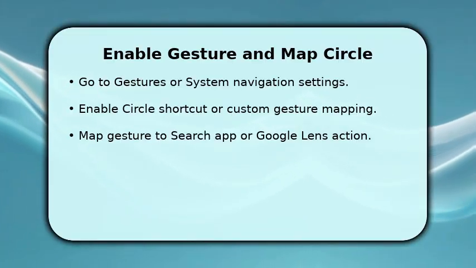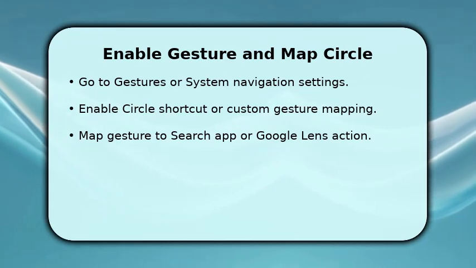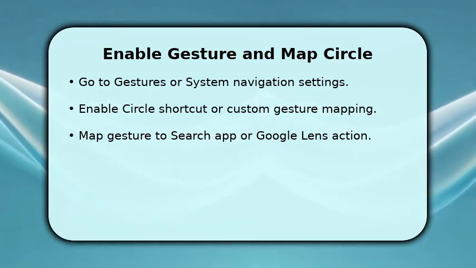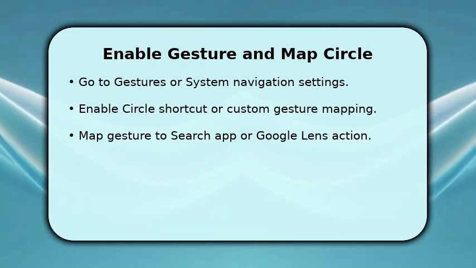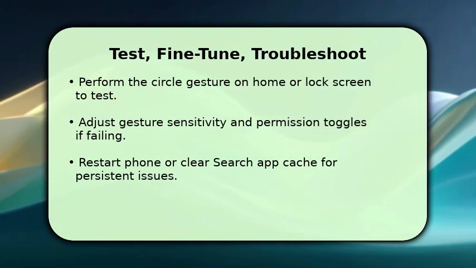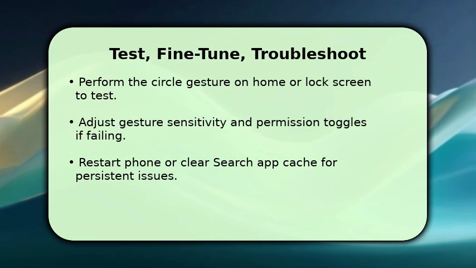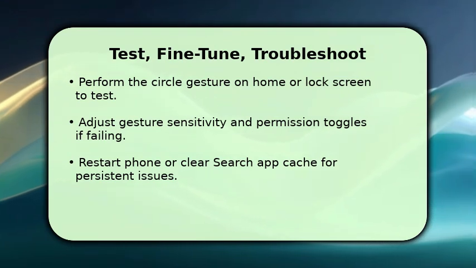Make sure to grant prompts for overlay and microphone access when requested, because those permissions let Circle to Search capture content. You should now test the Circle to Search by drawing the circle where you configured it on the home or lock screen and observe the search action.